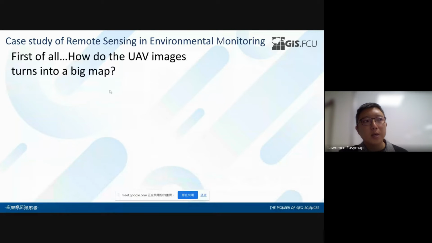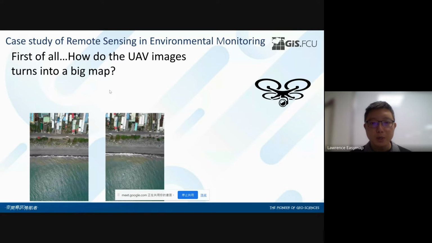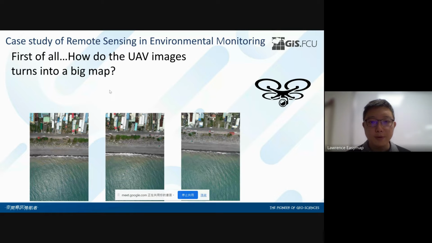Okay, first of all, if you have any idea how a UAV flies over an area, it takes a picture. As I mentioned, the area covered is not too big. It may be in terms of a couple of square meters. So how can these small pictures combine together to be a big map? Here I want to give you some ideas. When a UAV flies over an area at the same altitude, the same height, and also the same speed, it collects 1, 2, 3, 4, 5, and so on, different pictures.